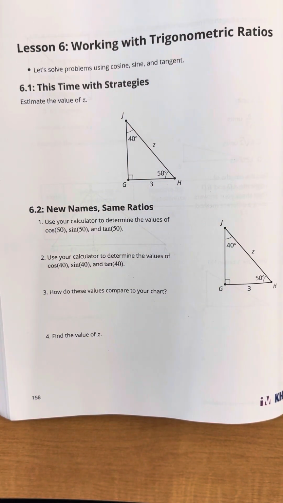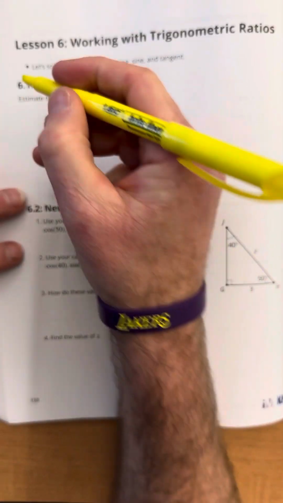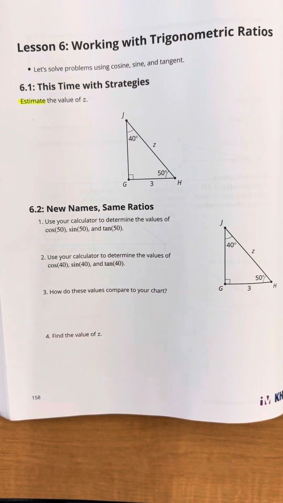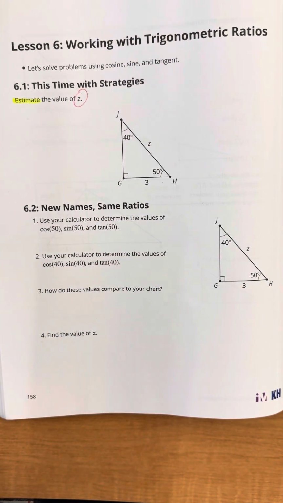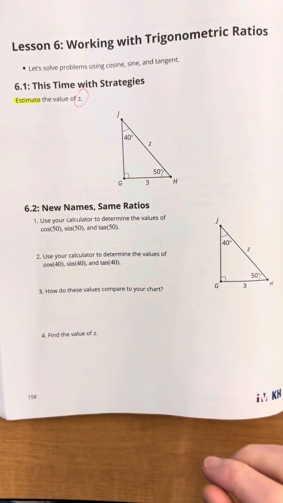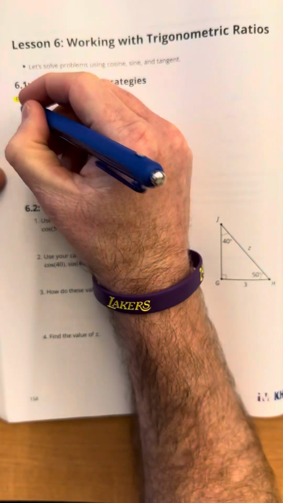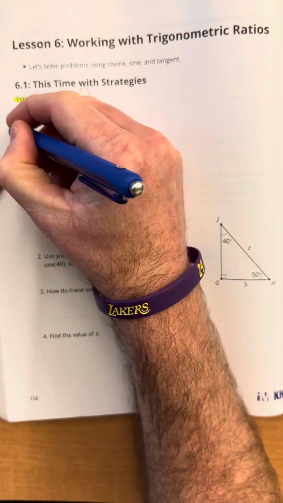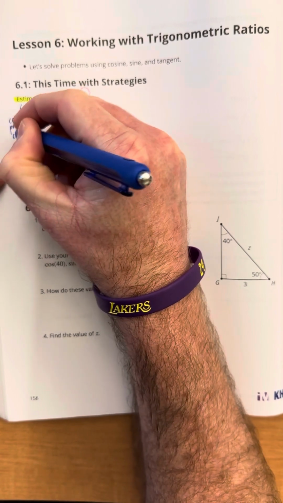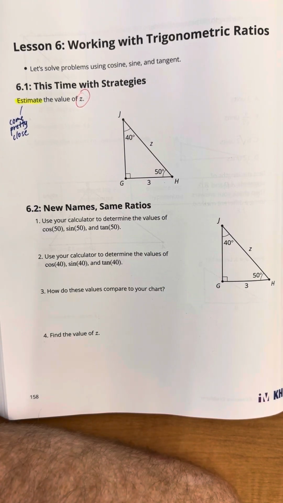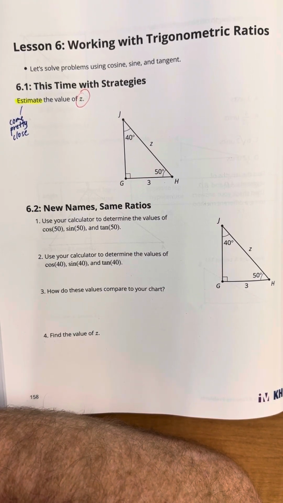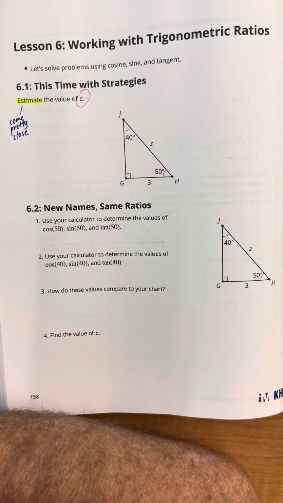Estimate the value of Z. Estimate keyword. What does estimate mean? Estimate means come pretty close. Could also say educated guess. All right, gotta figure out Z.